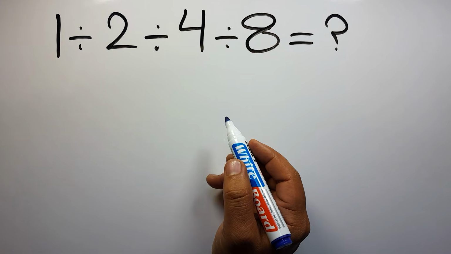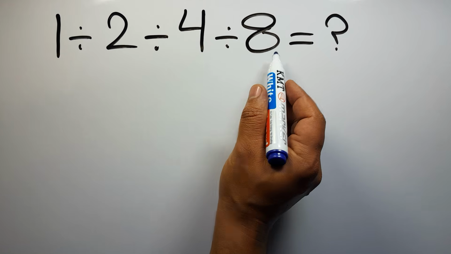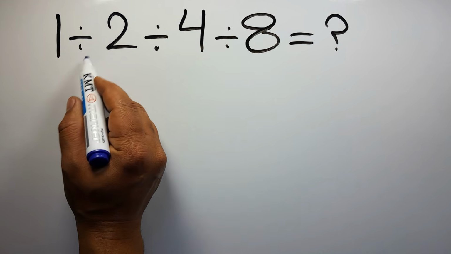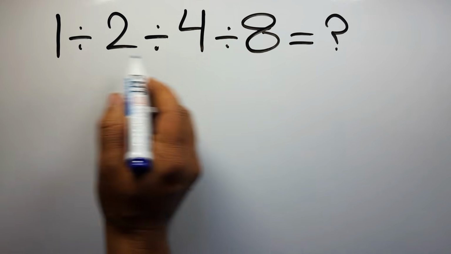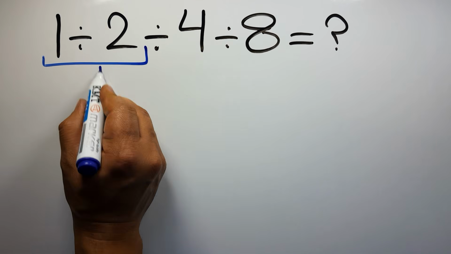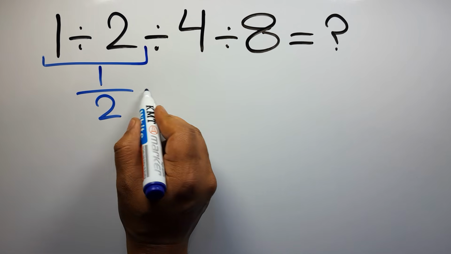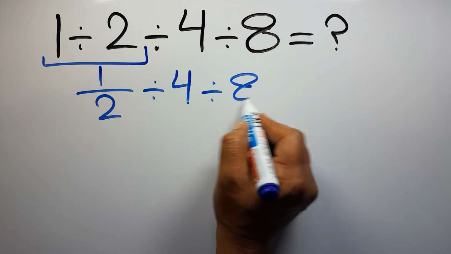According to the order of operations, when we have more than one division in our expression, we have to work from left to right. So here first we have to do this division, then this division, and finally this division. Okay, so first this 1 divided by 2 can be written as 1 over 2, then divided by 4, and here we have divided by 8.